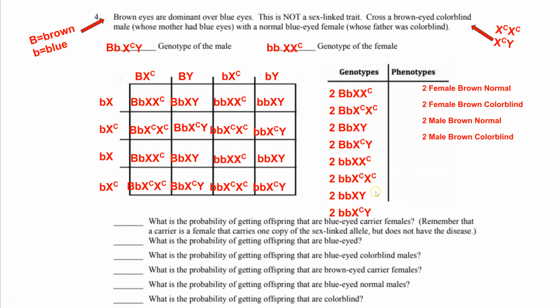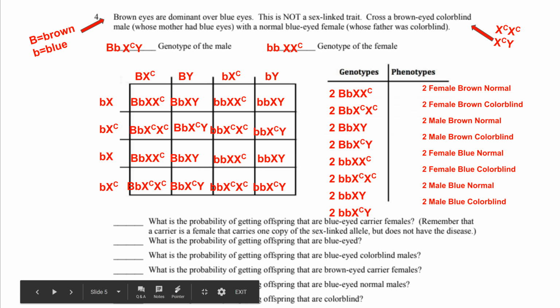Okay, all of these down here are blue-eyed, right? So I have 2 females that are blue-eyed but normal. They're carriers but normal. 2 females that are blue-eyed, colorblind. 2 males that are blue-eyed, normal. And 2 males that are blue-eyed, colorblind.